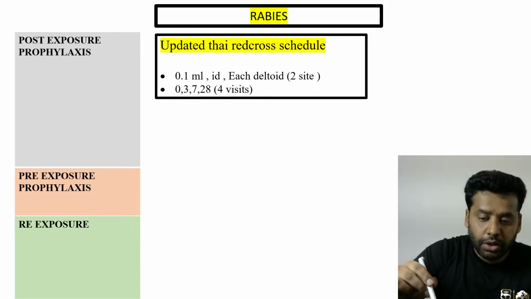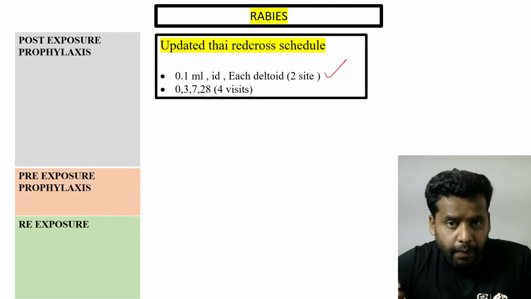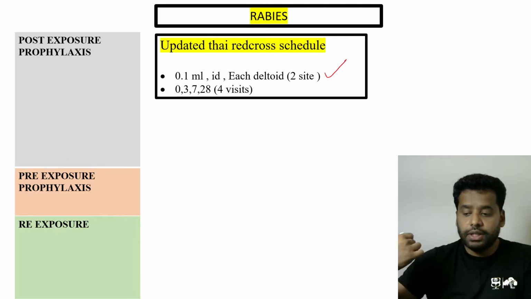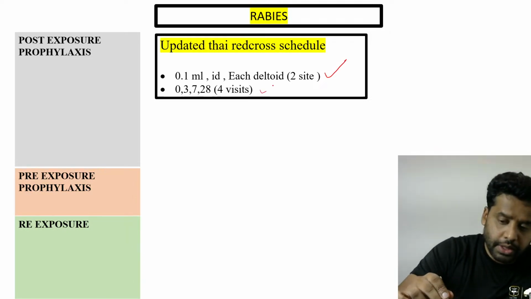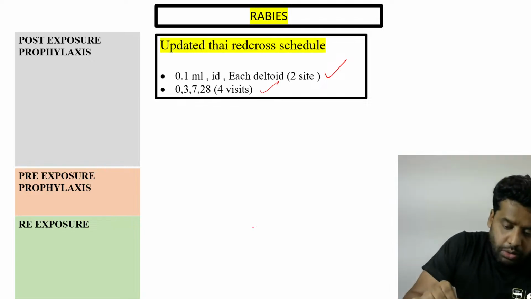Each deltoid means a 2-site schedule. What is my point? It is a 2-site schedule. How many visits for the patient? 4 visits for the patient. So, 2-site schedule, 4 visits.